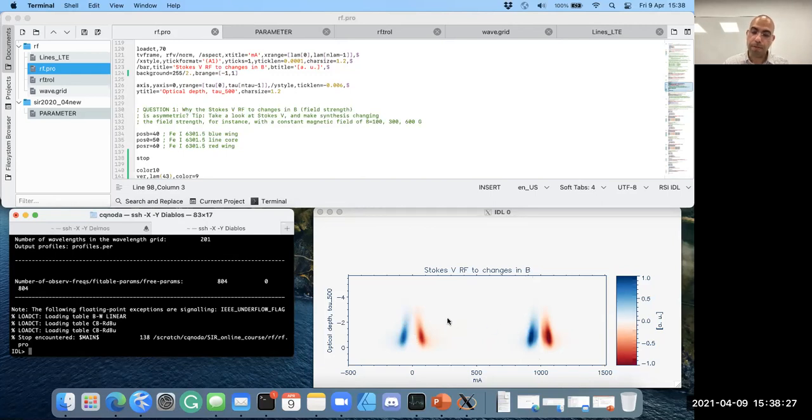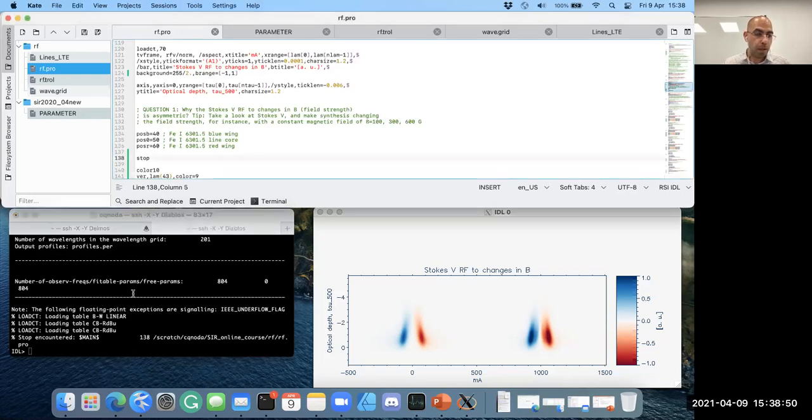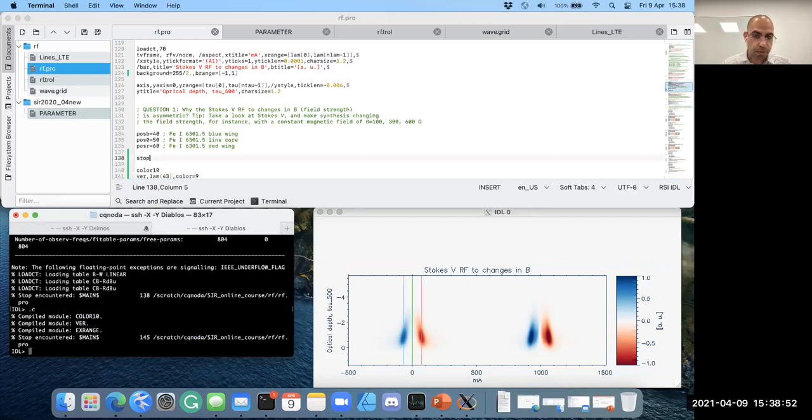So having lines that form at different heights, but also have a different sensitivity to the atmospheric parameters, is very important. So it's good to complement your inversion with multiple lines that are different in terms of height of formation and also sensitivity to the atmospheric parameters. Okay.